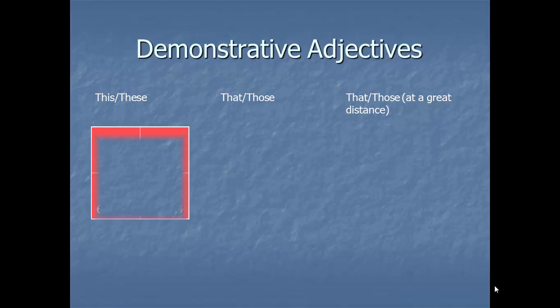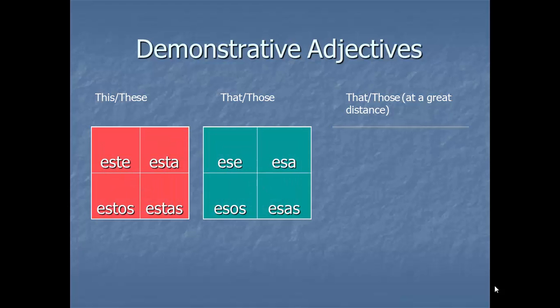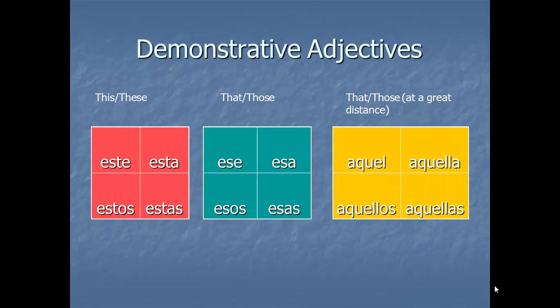So one more look at the three sets. This and these, that and those, that and those at a great distance. Make sure that all of your demonstrative adjectives are spelled correctly, because this is your resource for studying.